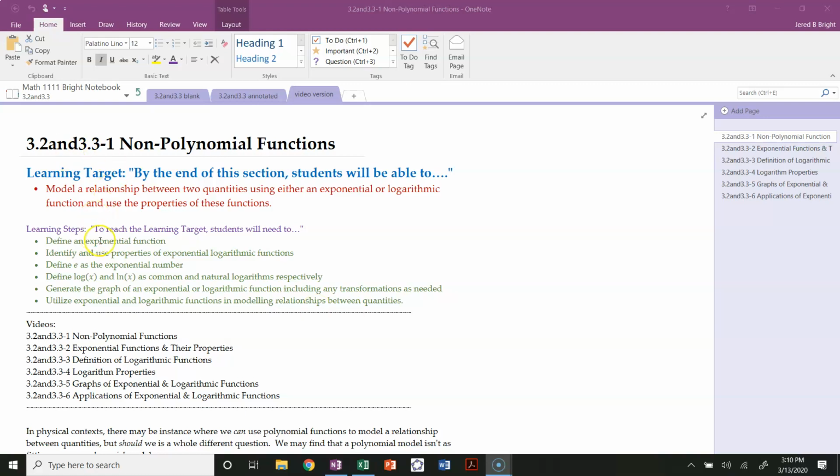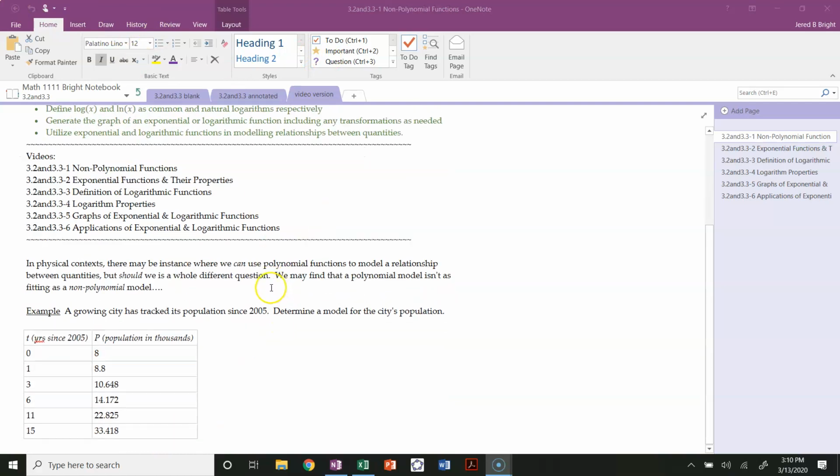So eventually what we want to do by the end of all these videos is to talk about exponential functions and logarithmic functions, and then different terminology related to them, and then graphs, and then of course applications. Okay, so to begin, context, right? We want to start with that sort of idea.